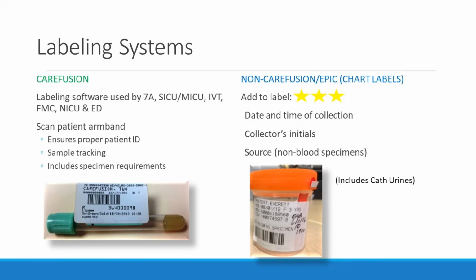What's great about the labels is that it includes date, time of draw, the type of specimen you're supposed to collect. So you can see it says MNT green for mint green, and it will have the collector's ID on there. These are all things that are required according to our labeling policy. So the floors that don't use Transfusion typically have to use Epic chart labels. Those are missing key information, and we do require that this information is on those labels to accept the sample. So make sure that you're writing date and time, your collector's initials, and if it's not a blood sample, we do need to have the source and laterality.